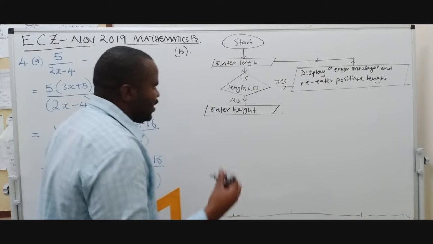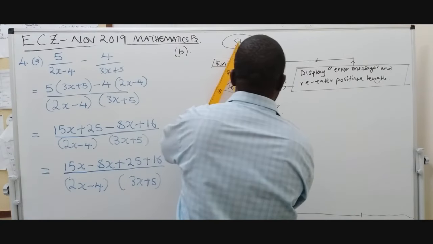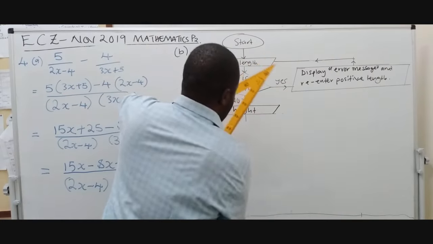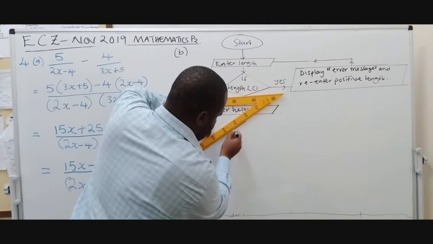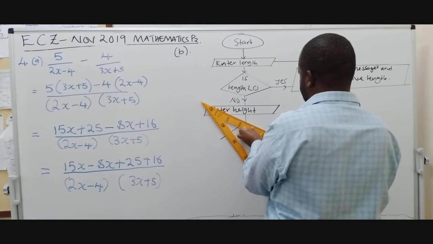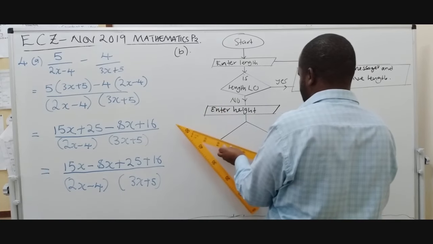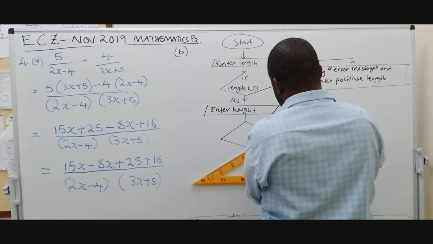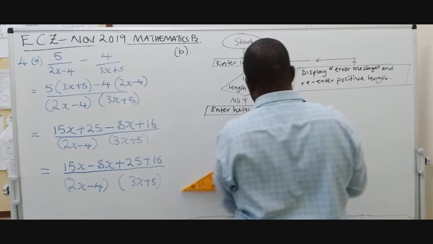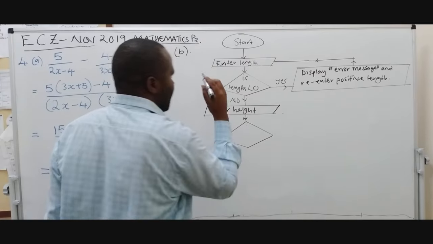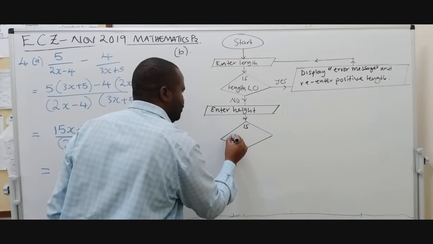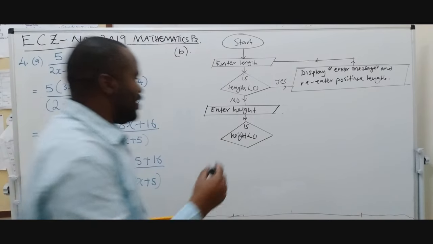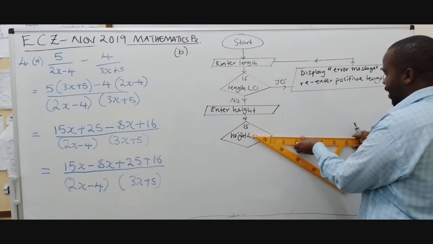So again, because of that if condition, you bring again the diamond. Alright? So you're going to bring this. Bring the diamond. Okay, of course there is an arrow here. Then instead of saying if, you say is height. Is our height less than 0? The answer will be yes or no. If it is yes, we are saying then display error message and we enter positive height.